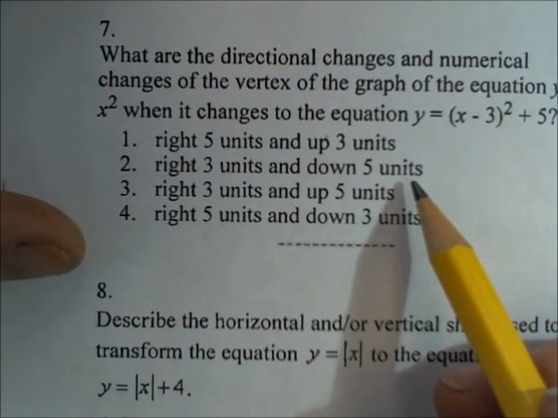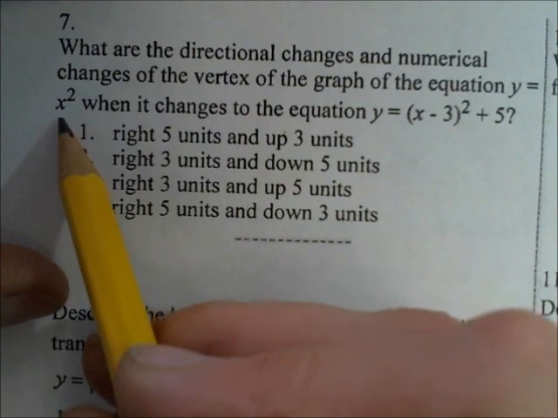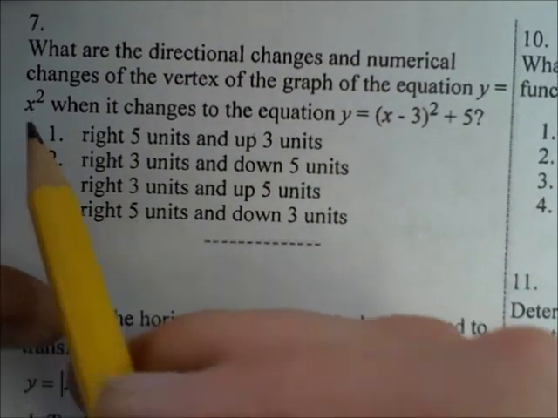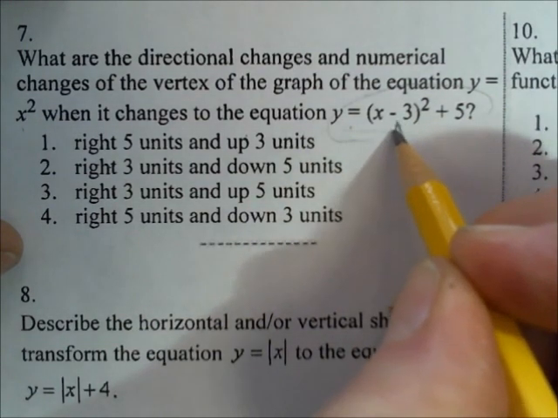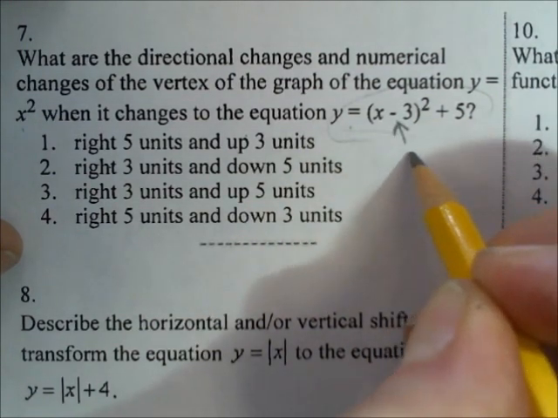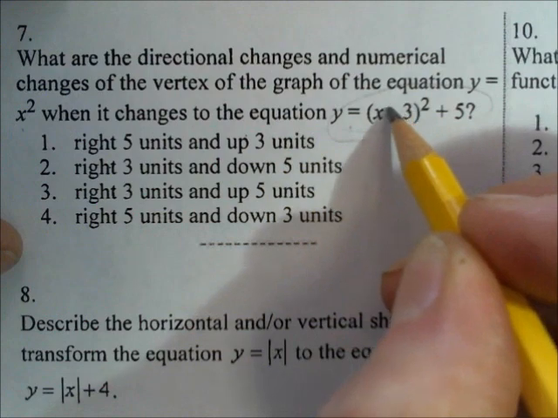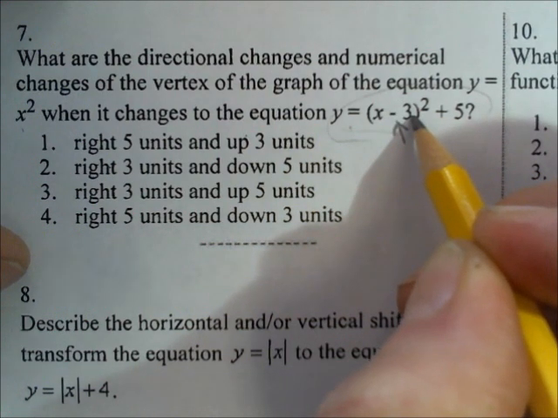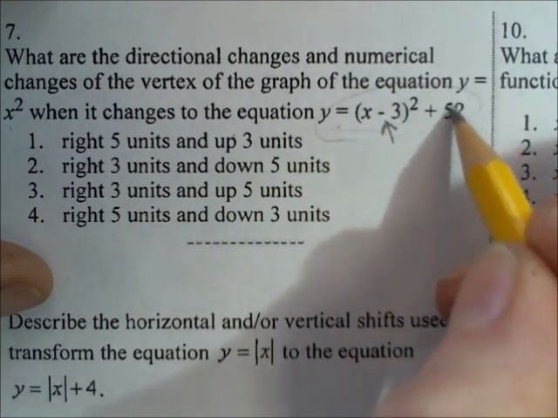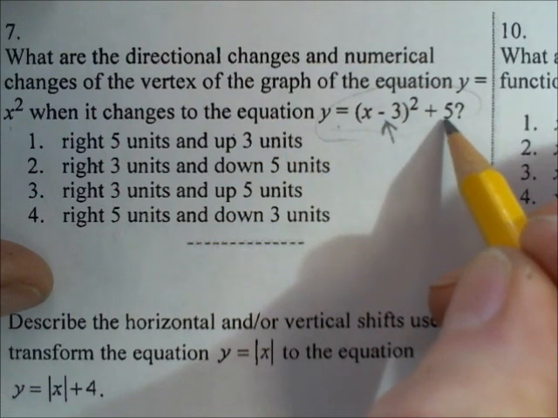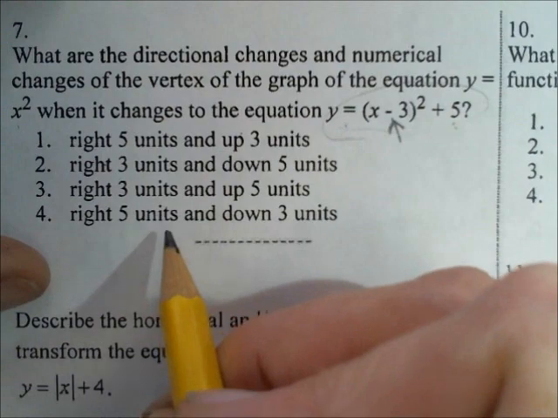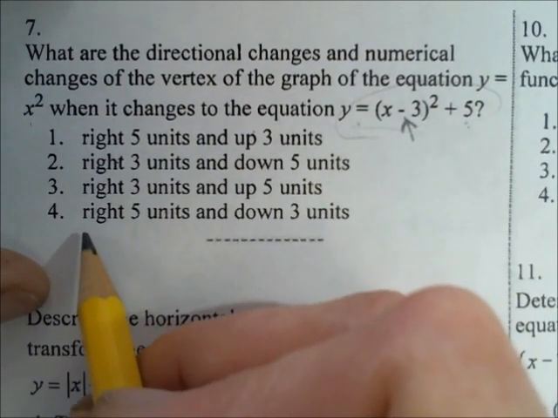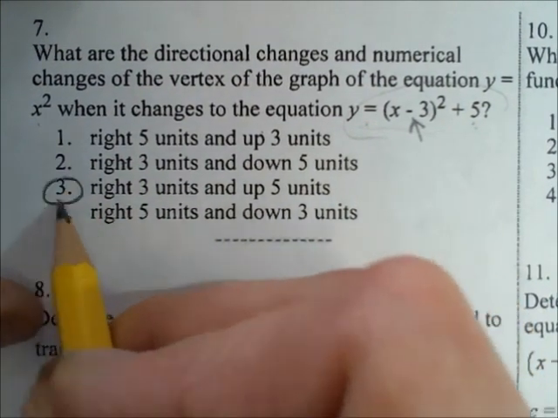Number 7. What happened to y equals x squared when you have it transformed in this way? Well, inside parentheses is the right and left shifts. So this has been shifted to the right by 3. And outside the parentheses is the vertical, or the up and down. So it's gone up 5, right 3. Looks like it's option 3.